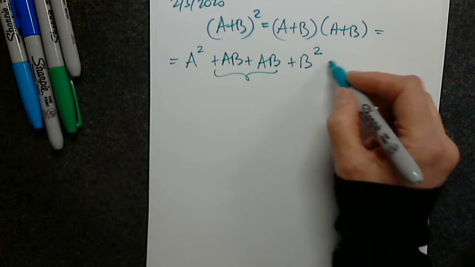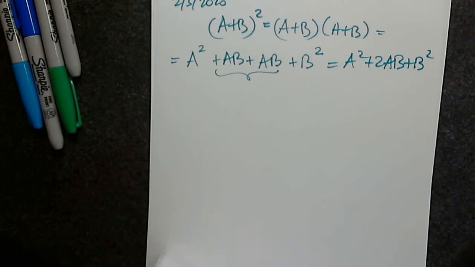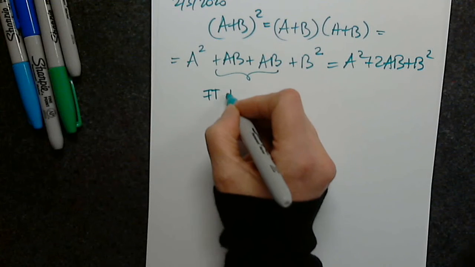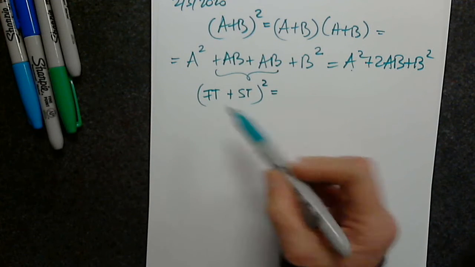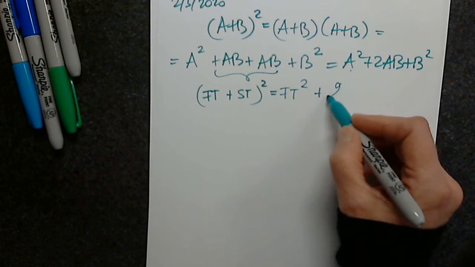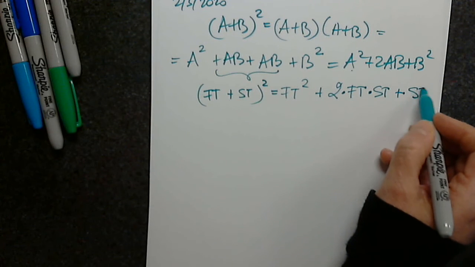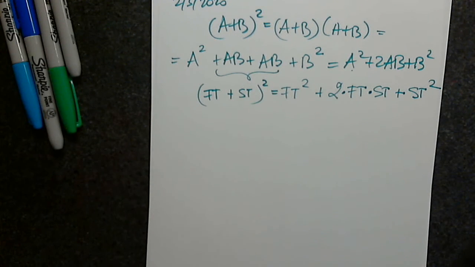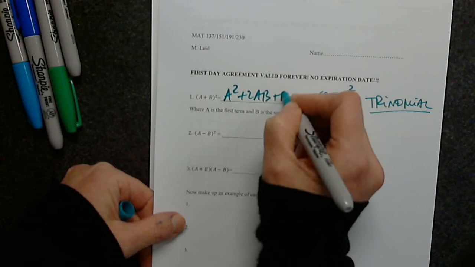Since these two terms are like terms, we will always remember that a binomial squared, first term plus second term, squared, equals first term squared plus 2 times the first term times the second term plus the second term squared. Because you may not be given a and b, and you will not be given a and b. I guarantee that. So therefore, this is a squared plus 2ab plus b squared.